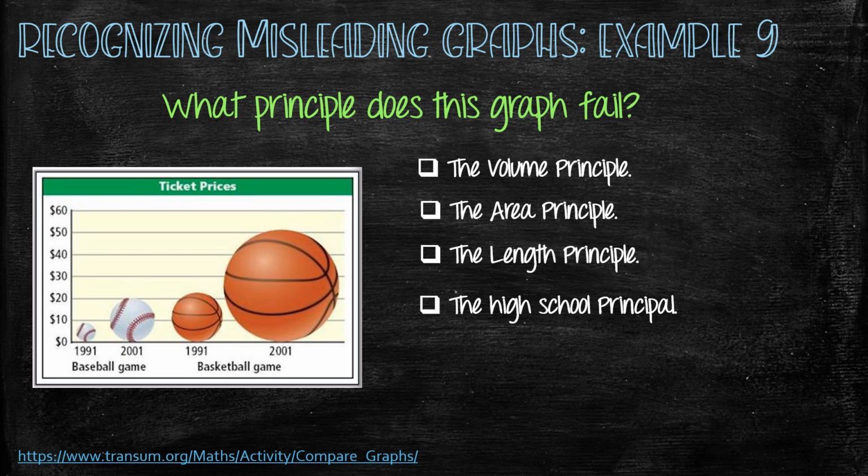Here's another one, example 9. What principle does this graph fail? Wow, we talked about this before, and that's the area principle. They're trying to show them as bar graphs, but the taller the shape gets, the bigger the shape gets. So it distorts the look of the graph.